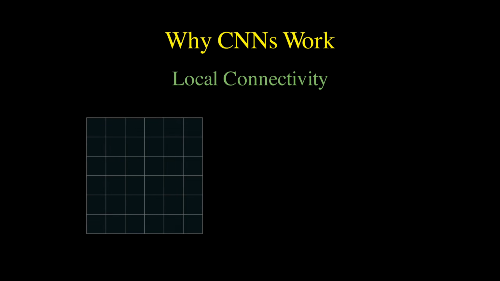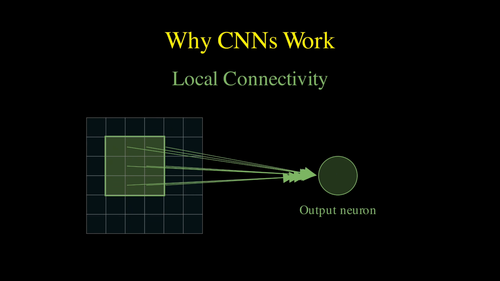The first one is local connectivity. Each output neuron only looks at a small local patch of the input, just the region covered by the kernel. It doesn't see the entire image. And that makes sense because in most images, nearby pixels are far more related to each other than distant ones. A pixel in the top left corner rarely has anything to do with a pixel in the bottom right.